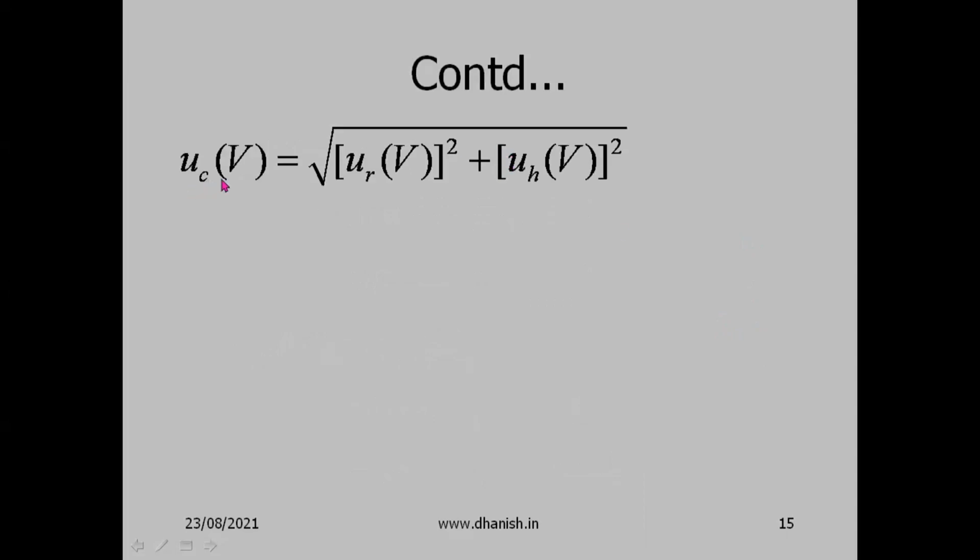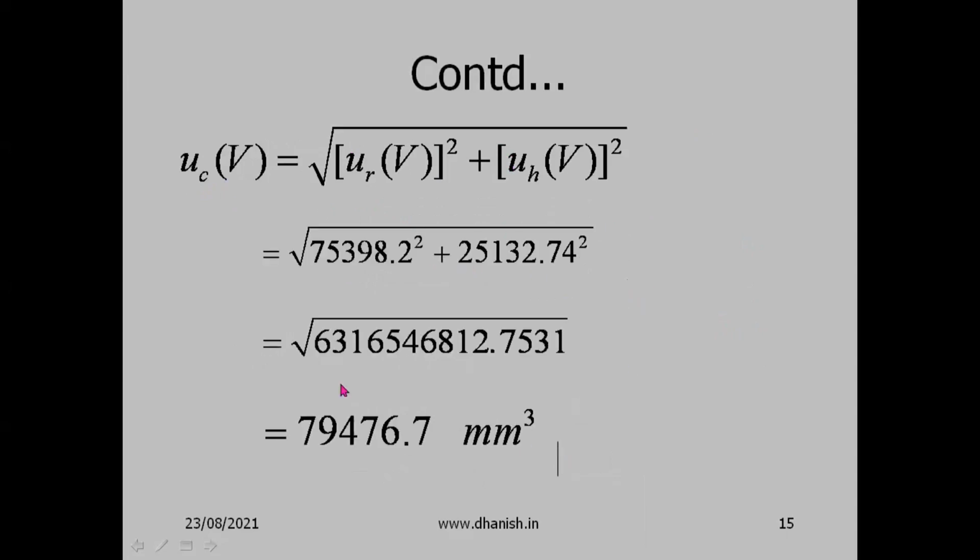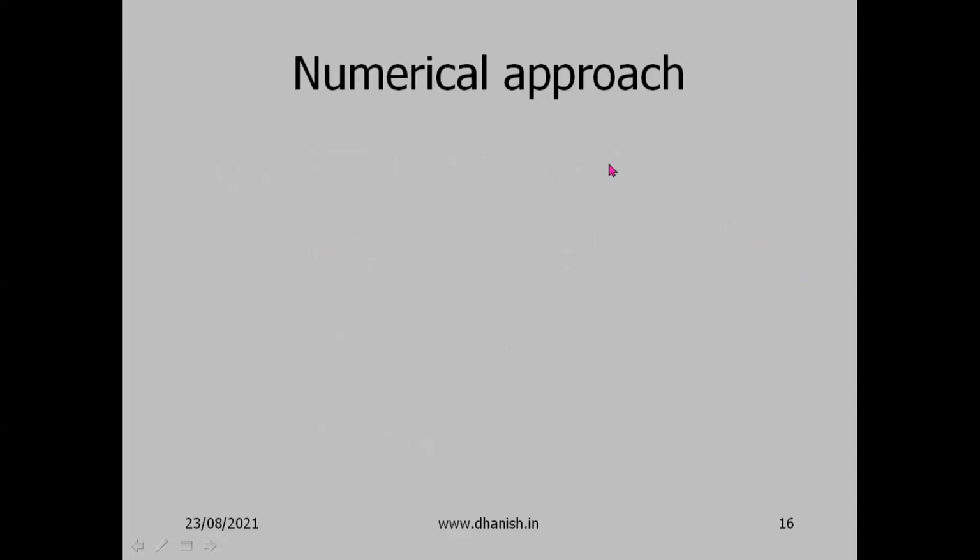So next, combined standard uncertainty in volume will be root of sum of squares of these two, which is 79476.7 millimeter cube. Okay, so units are important. Standard uncertainties have units. Combined standard uncertainty also has a unit. If the measurement result has a unit, then uncertainty also has a unit. If the measurement result is a Mach number, then there won't be any unit for uncertainty either.